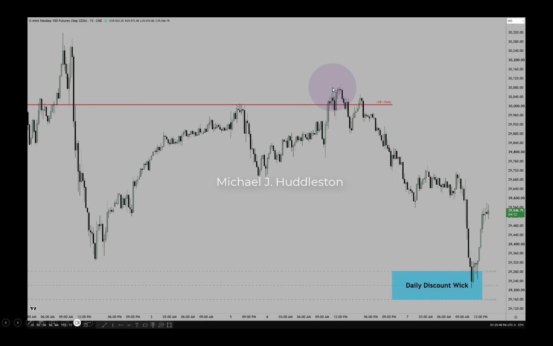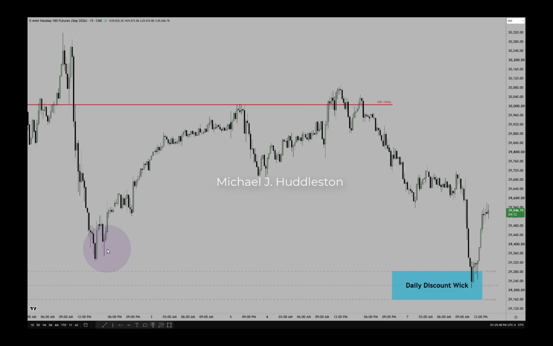And I stated when I was lecturing my son, I told Caleb, and you hear this in the recording also, I want to see it try to gravitate to consequent encroachment of this gap and then make an attempt to roll over and go after that sell side.